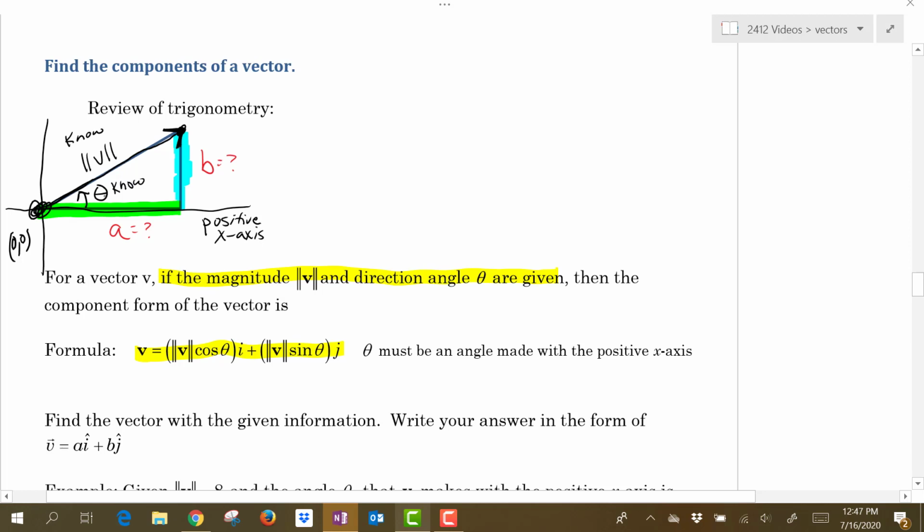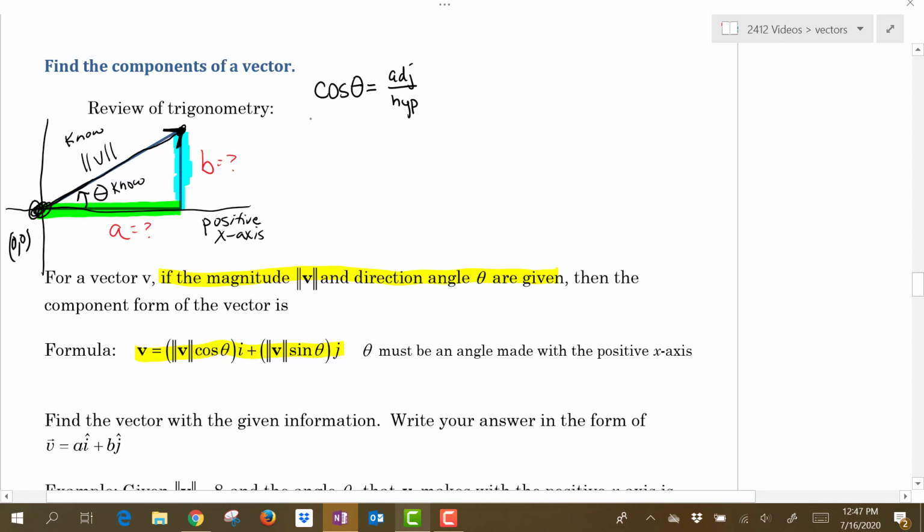So assuming I know the angle made with the positive x-axis and I know how long the vector is, could I determine A and B? And so the answer is yes. And so how do we come up with that? So let's look at this idea here. Our right triangle trigonometry would tell us that cosine of that angle theta would be equal to the adjacent side divided by the hypotenuse. This is our SOHCAHTOA.